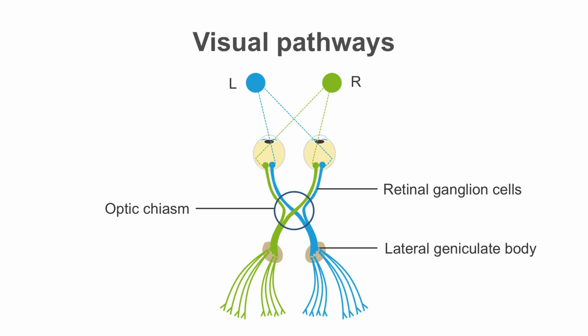Third-order neurons then leave the lateral geniculate body, forming the optic radiations and Meyer's loop, which travel through the temporal and parietal lobes and terminate in the visual cortex. Since the visual pathways travel through the temporal and parietal lobes before entering the occipital lobe, we need to consider the entire path in order to localize a deficit.